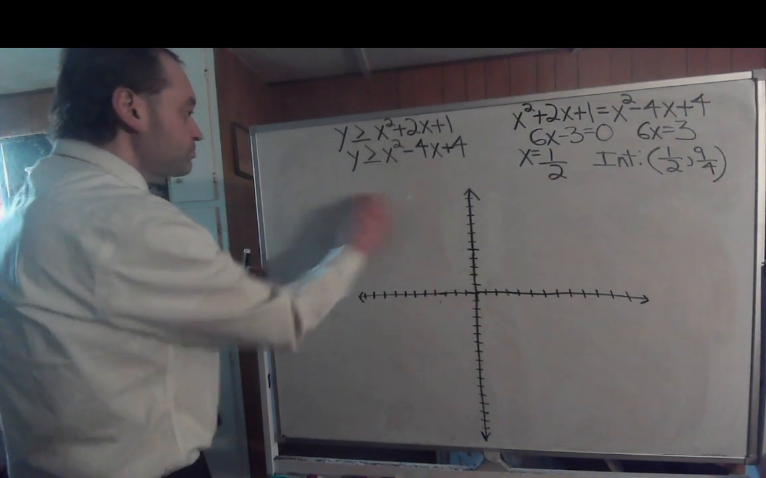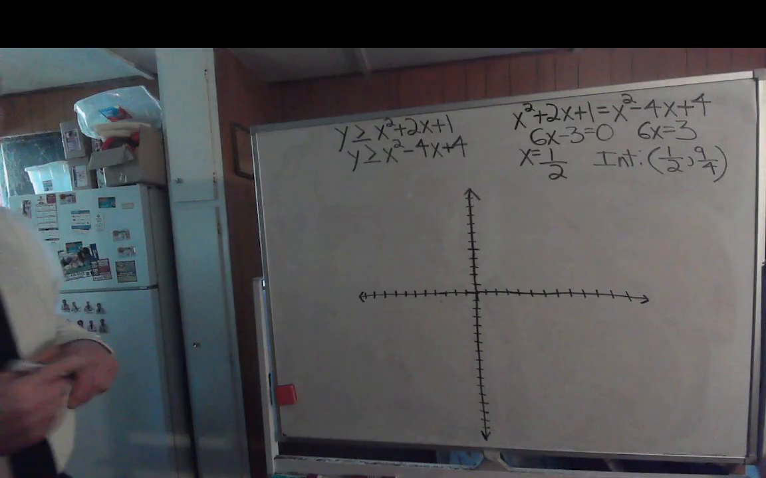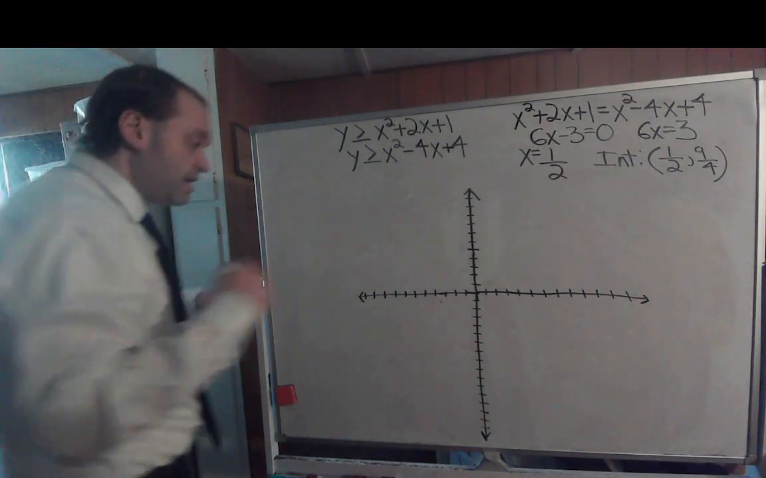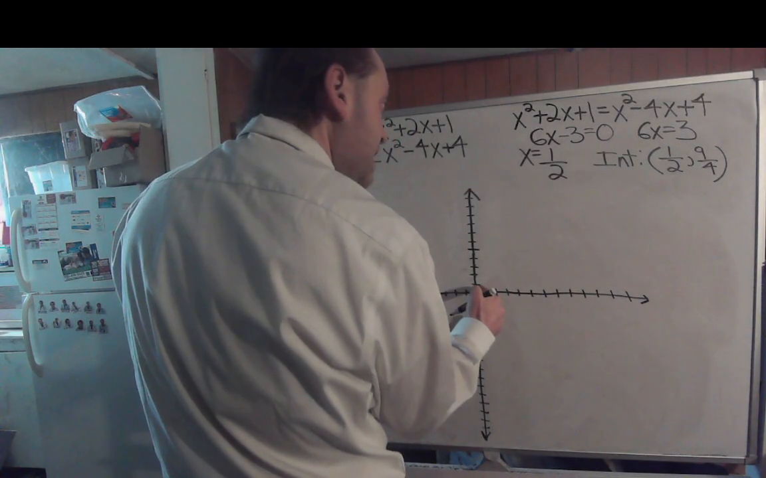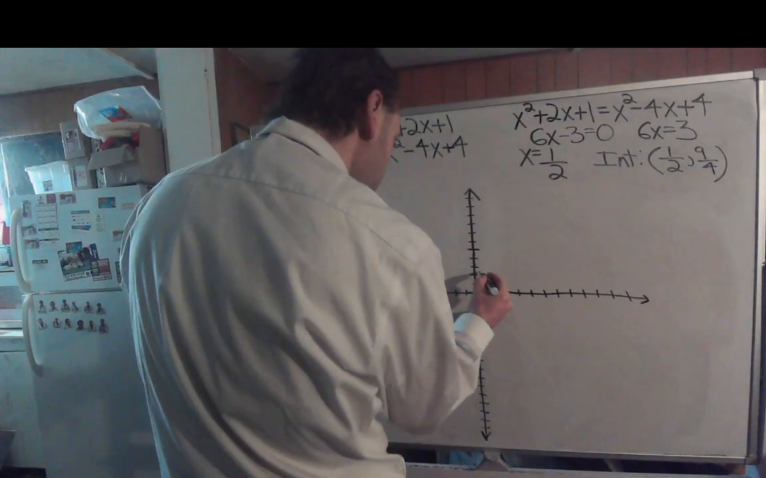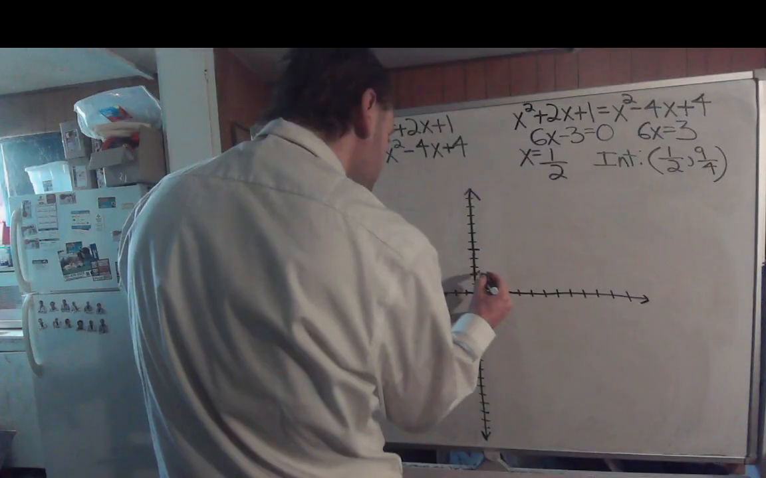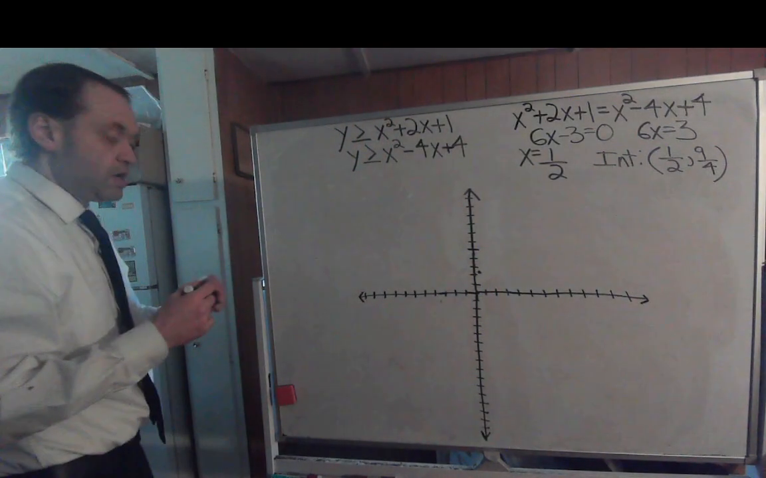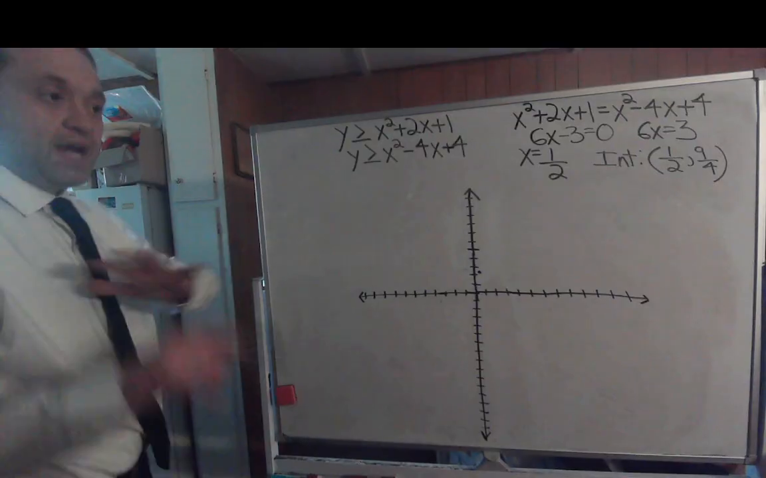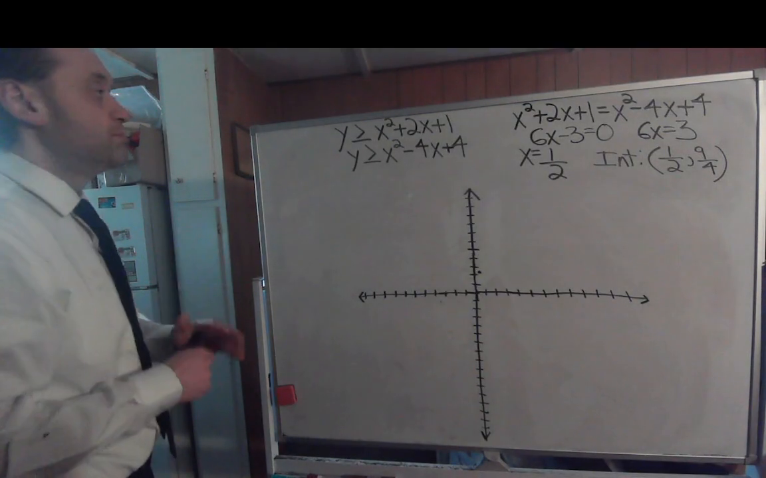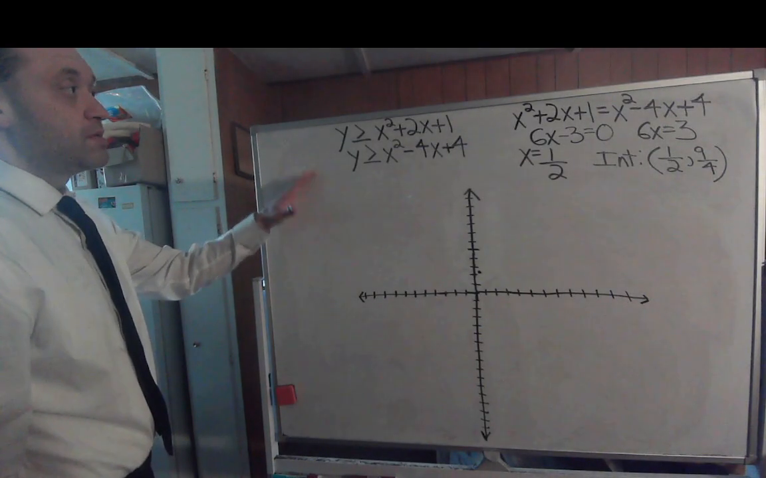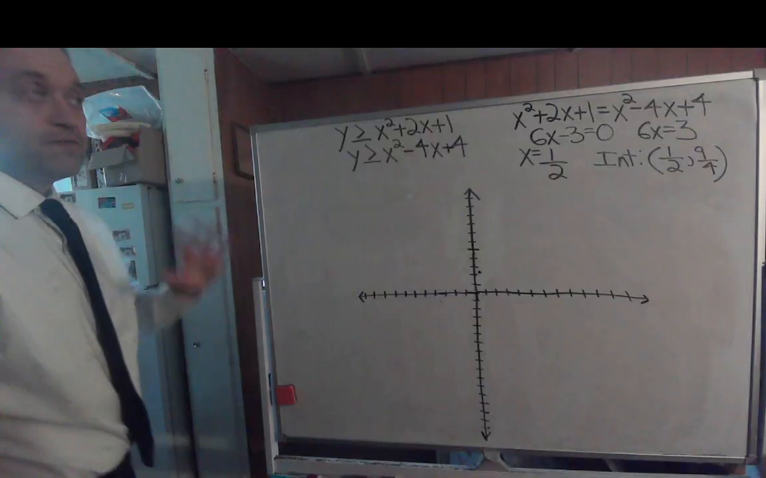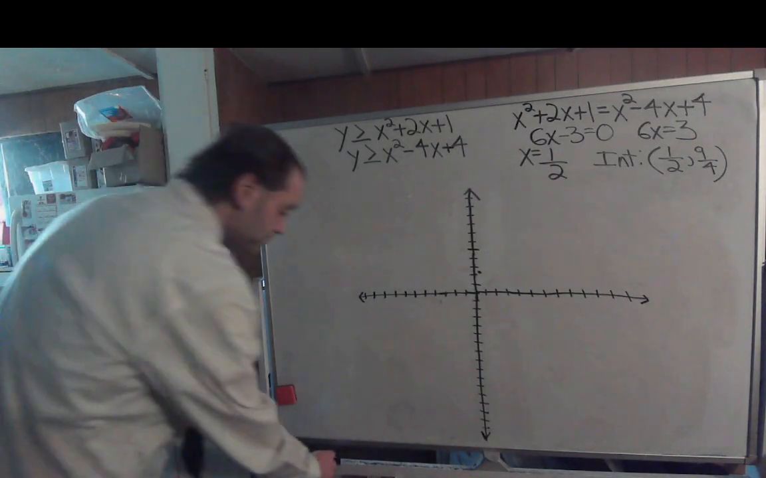Now, we know the points of intersection, so let's plot (1/2, 9/4), which would be at 1/2 and 2 1/4 in the y. That would be right about here. There's that magical point of intersection that both parabolas should pass through to intersect. But what we need to do now is figure out the graph of each of these individual parabolas.